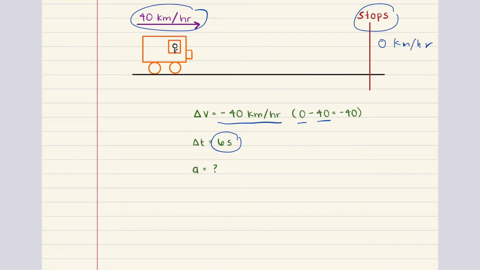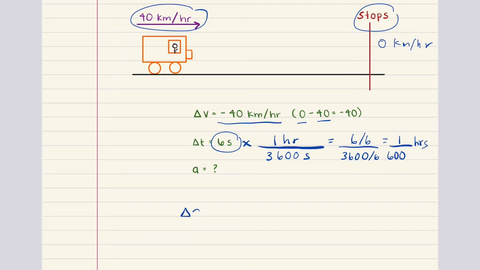So to do this, we're just going to use a little bit of dimensional analysis. 1 hour is equal to 3,600 seconds. This is going to be equal to 6 divided by 3,600. And if we divide the numerator and denominator by 6, we get 1 over 600 hours. So 6 seconds is equal to 1 over 600 hours. And now we can go ahead and plug it into our expression for acceleration.